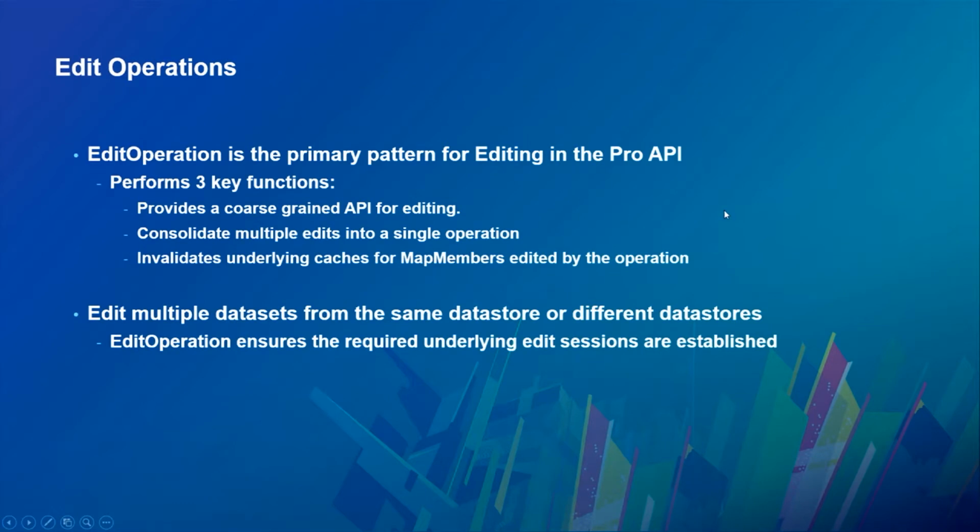All right. So the edit operation class is the primary pattern for editing in the Pro API. It performs a number of functions. One is that it provides all the methods and properties to enable you to do an edit within Pro. There's another API, which is the Geodatabase API. That's used in special circumstances. We don't actually cover that in this session. It's covered somewhat in the intermediate and advanced sessions.